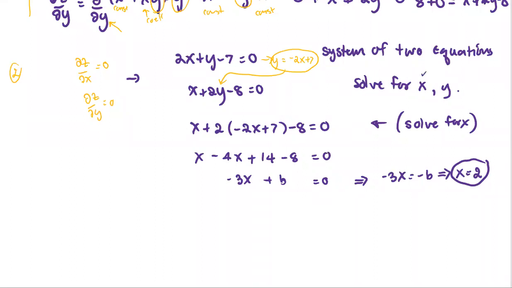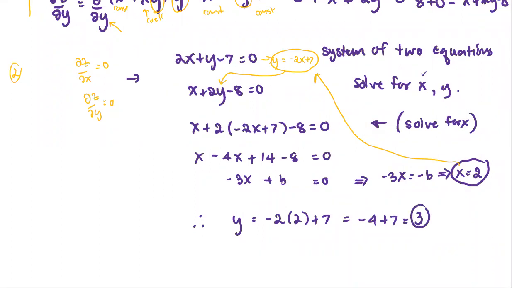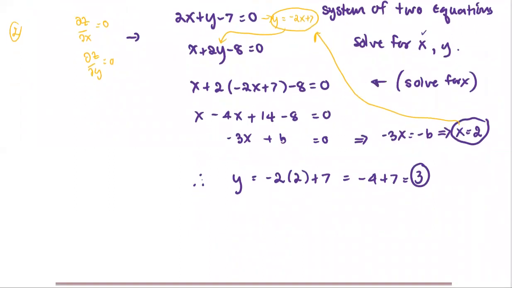Now we're going to use 2 to find y. How do we find y? We go back to where we identified y in terms of x. Now we know the x value. Therefore y equals negative 2 times 2 plus 7, which is negative 4 plus 7, positive 3. Yes, we get y equals positive 3. Now we are done. We get the ordered pair x comma y equals the ordered pair 2 comma 3.